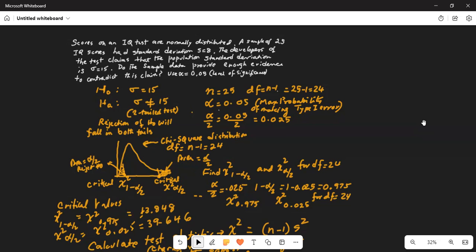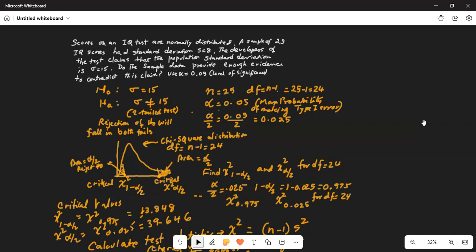And that critical value, the first critical value on the left, is 13.848. Similarly, we draw the horizontal line through degrees of freedom 24, and on the extreme right in the top row, where the area is 0.025, I draw a vertical line and they intersect at 39.646. So these are the two critical values. If we calculate a test statistic which is less than 13.848, or if the test statistic is greater than 39.646, then we reject the null hypothesis.